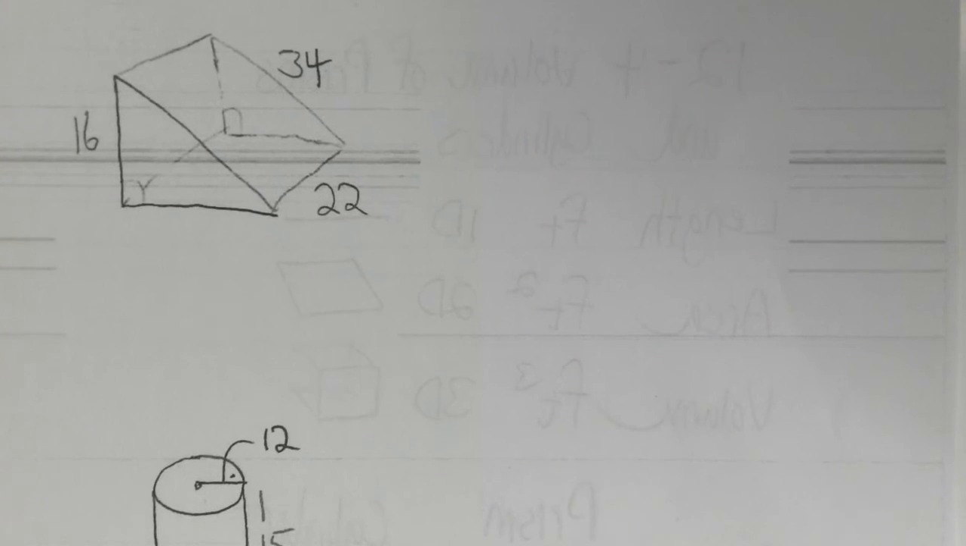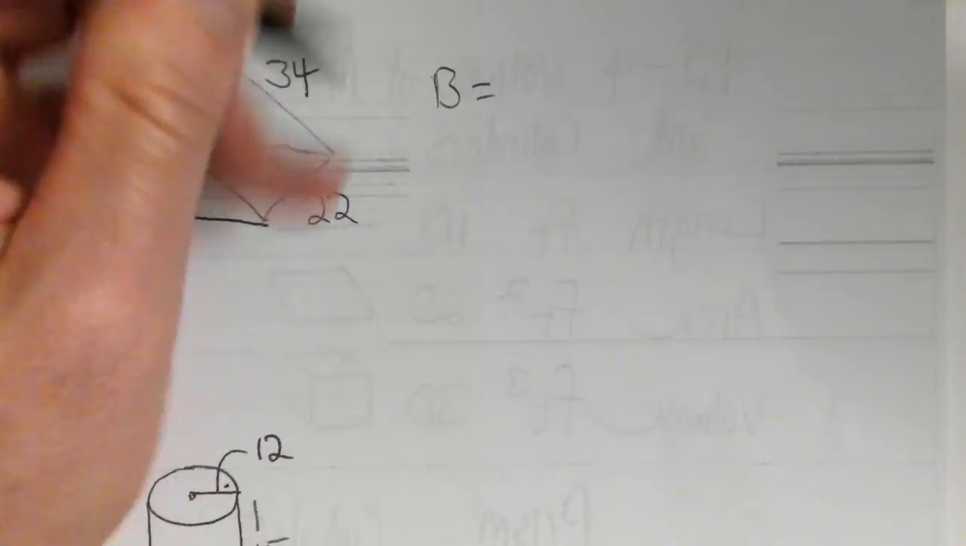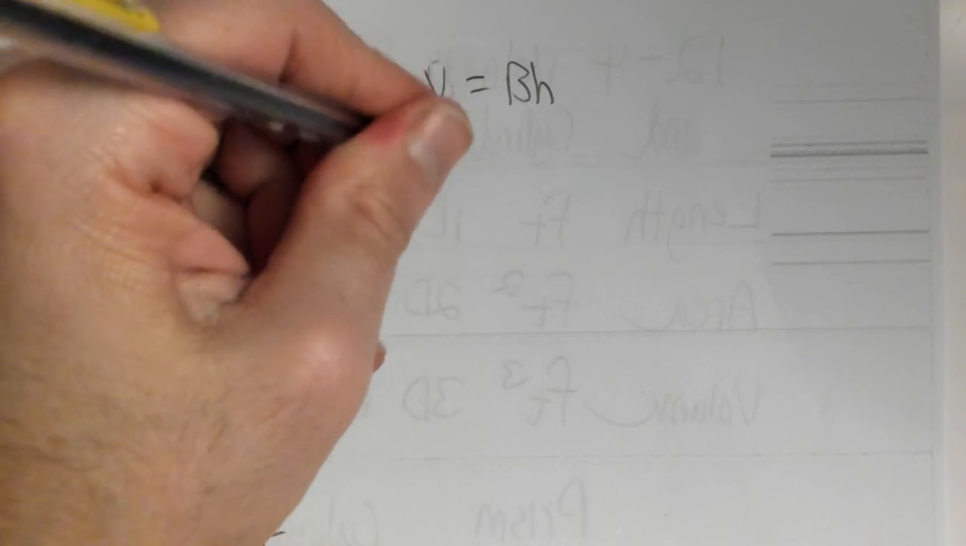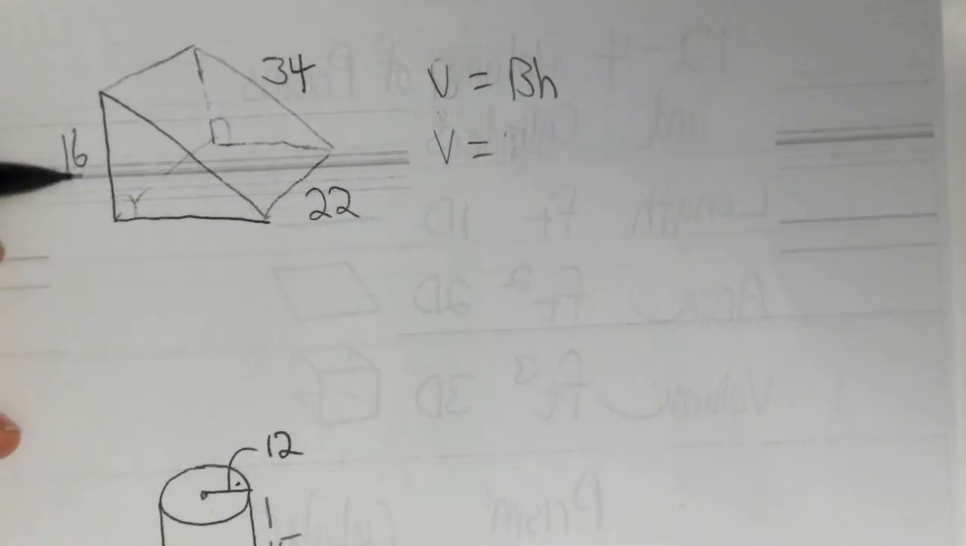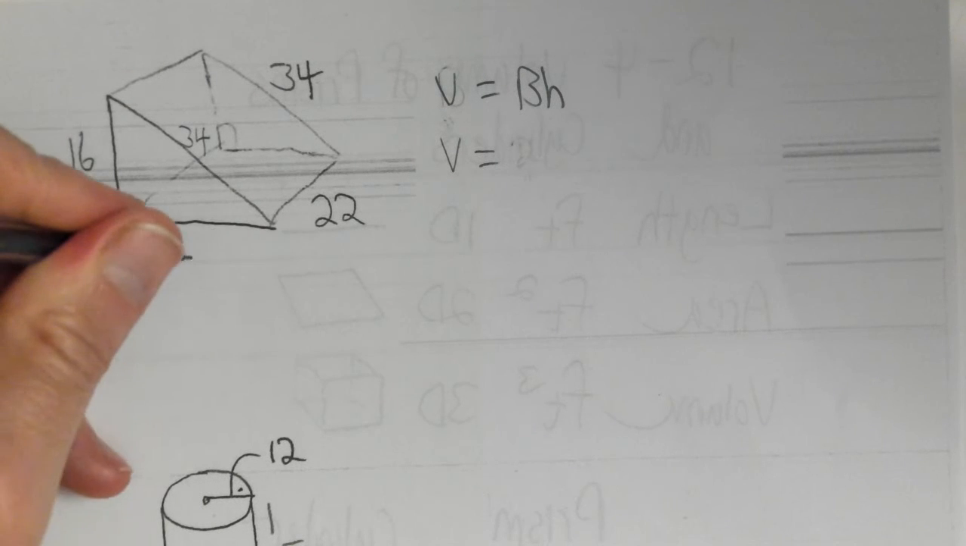Alright, so here's the next one that we want to look at. This is also a triangular prism. So here's my formula. Oh no, I need V there. Volume equals B times H. Alright, so B stands for the area of the base. So I have to go off to the side and calculate it again. And get 34 there, but once again I'm going to need the Pythagorean theorem.